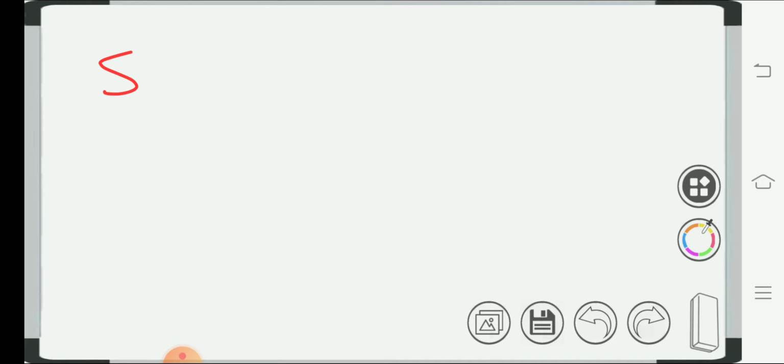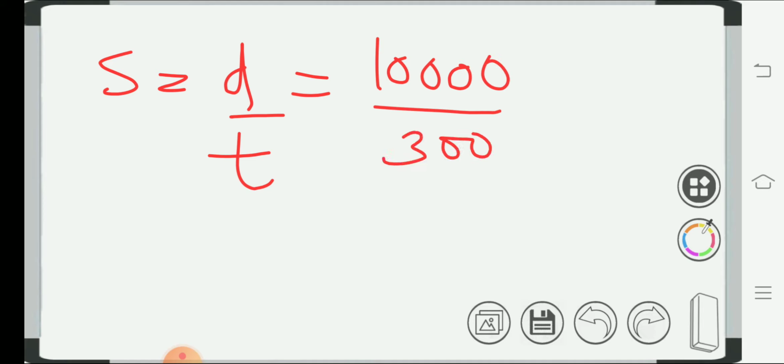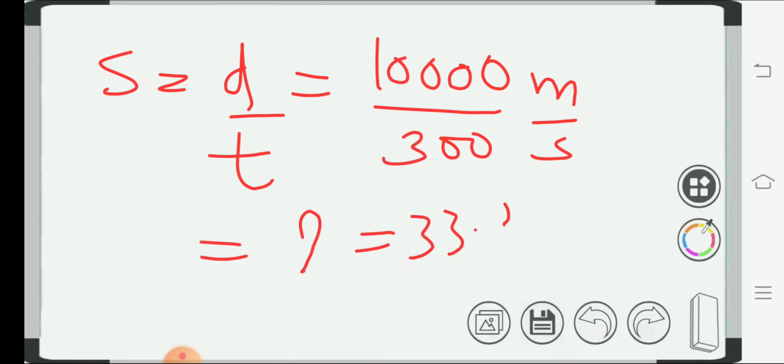Okay, now formula. Speed equal to distance upon time. Your distance was 10,000 meters and time was 300 seconds. Meters per second. So find out the answer and tell me. It's near about 33.33, I think. 33.33 meter per second. Okay, that is the way to find the speed. And if speed and time is given, you can find distance, and if distance and time is given, then you have to find speed.